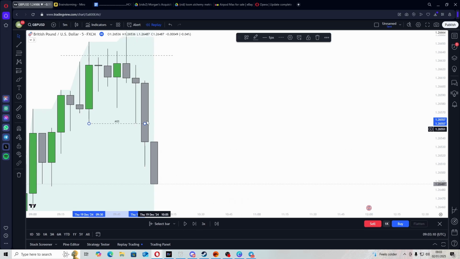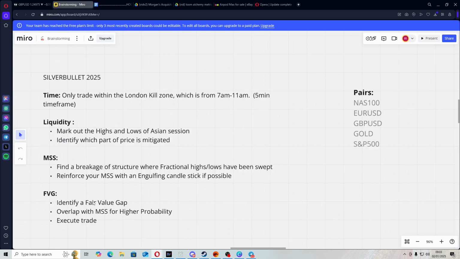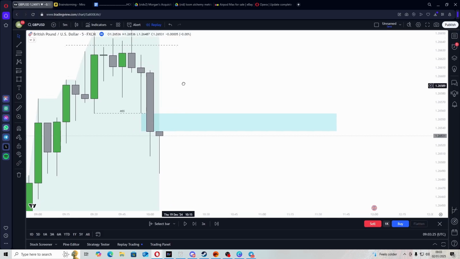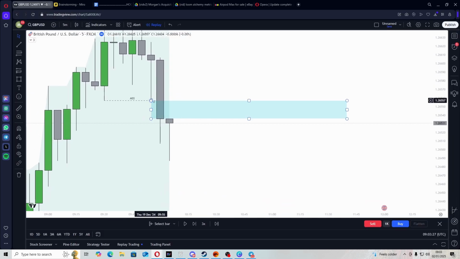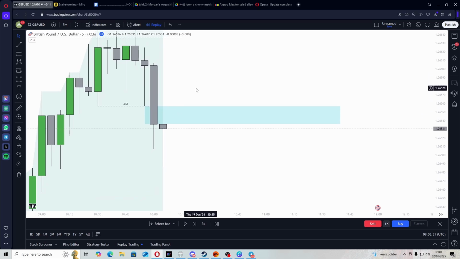Play price forward again. We've got the fair value gap now, okay? We've got the fair value gap, which is completely right here. What does it say next? We identify the fair value gap, we overlap it with a market structure shift for a higher probability, and then we execute the trade. So you can see right there, we actually overlapped it. It's barely touching, but it's touching, which is overlapping. And now all we need to do is execute the trade.